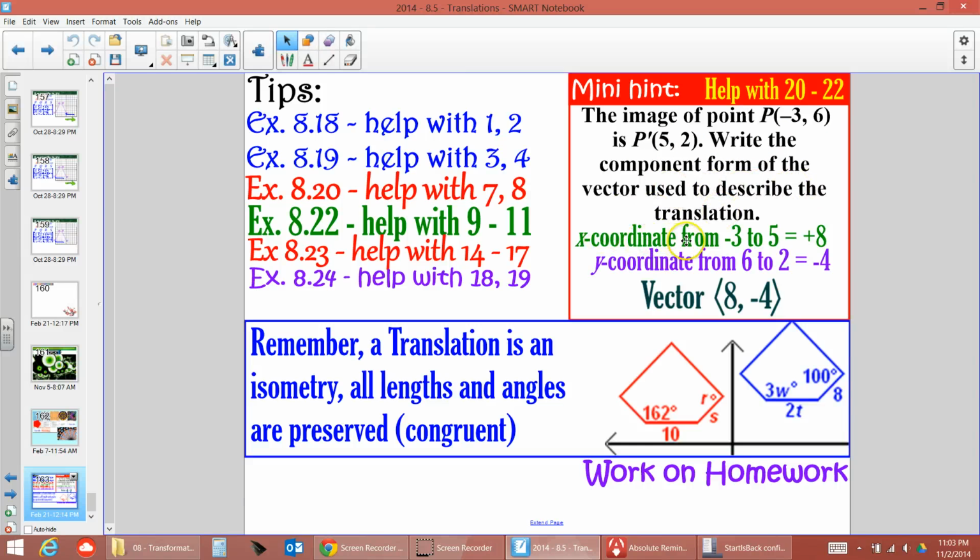So the x-coordinates go from -3 to 5. From -3 to 5, we went 8. And then from 6 to 2, we went -4. So our vector is 8, -4, my apologies.